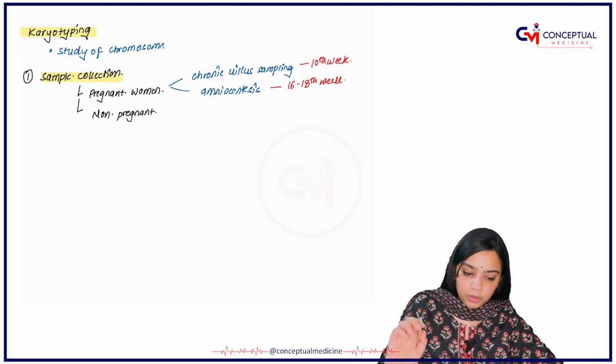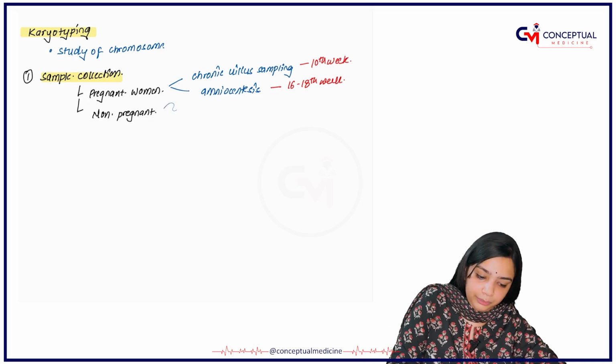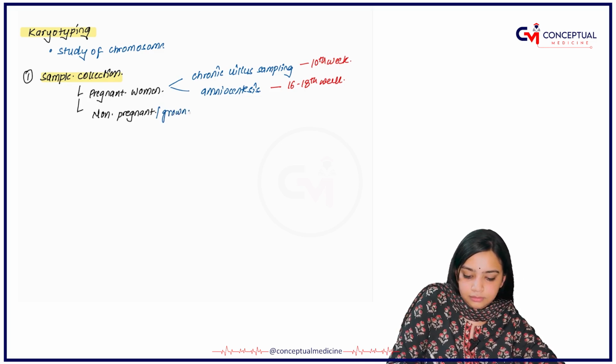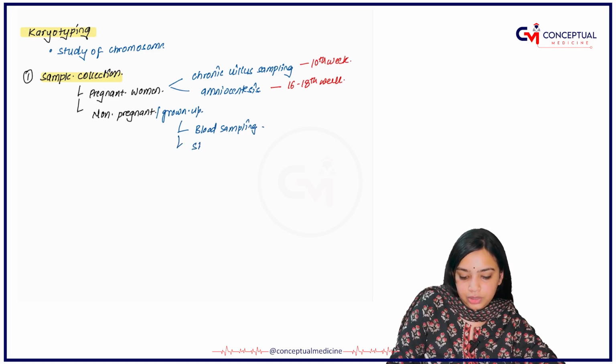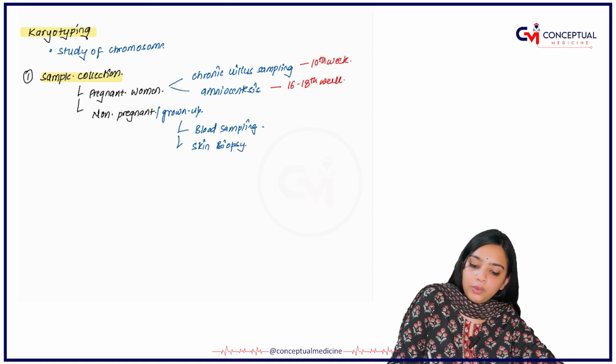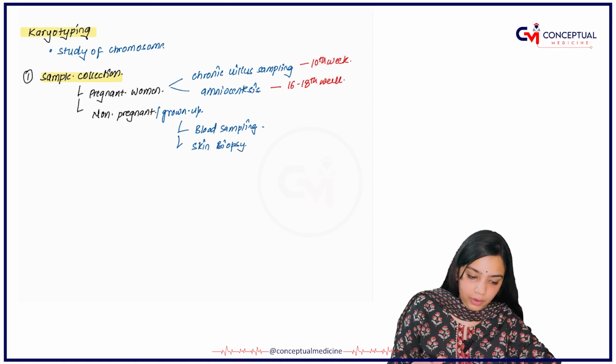Now, if the female is non-pregnant or a grown-up female, then what will you do? You will do the blood sampling. And along with blood sampling, you can do the skin biopsy. Either you can do the blood sampling or the skin biopsy.